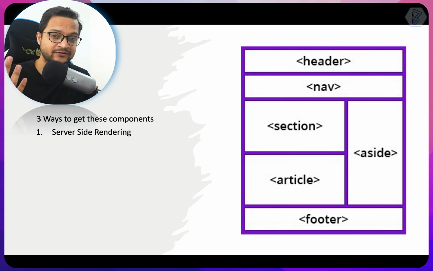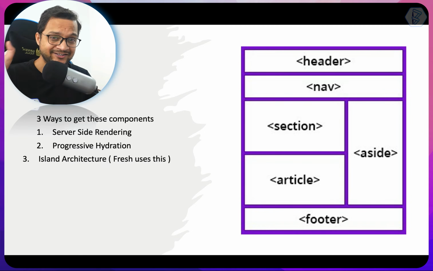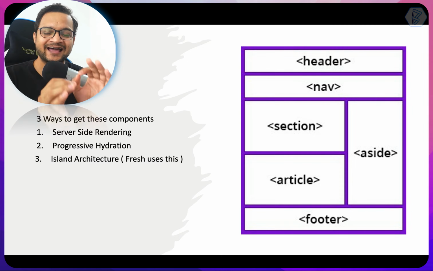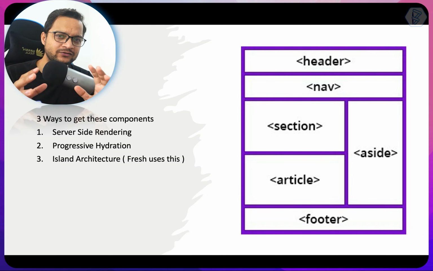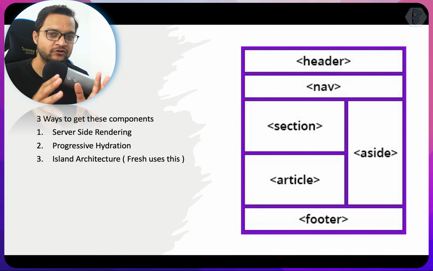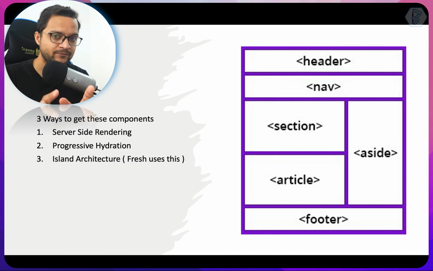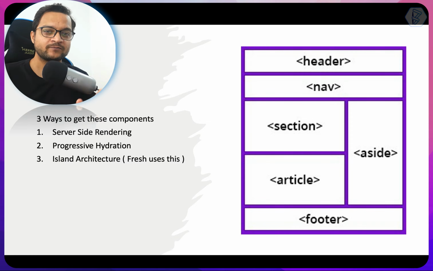First is server-side rendering. Second is progressive hydration. And third, the really important thing, is island architecture. This is the thing which Fresh is using, and this is the reason I'm giving you all this information, because I want you to understand what island architecture is and how it works, because this is going to help you understand the Fresh framework. It's a really important thing. So make sure you complete this section at least. Then we will start Fresh.